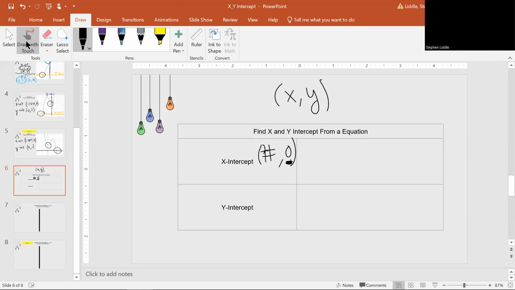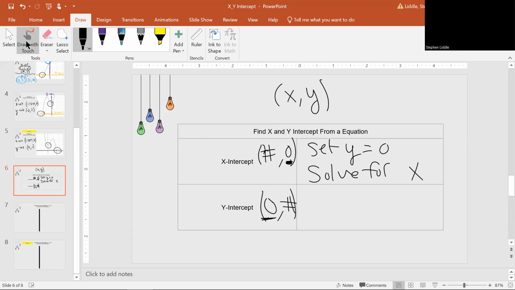So when we're solving, given an equation, we are going to set y equal to 0, and then we are going to solve for x. Similarly, when we want to find our y-intercept, we follow this format where it's going to be 0 in the x spot, and then a number in our y spot. Given that we know x is 0, we're just going to set x equal to 0, and then we're going to solve for y.